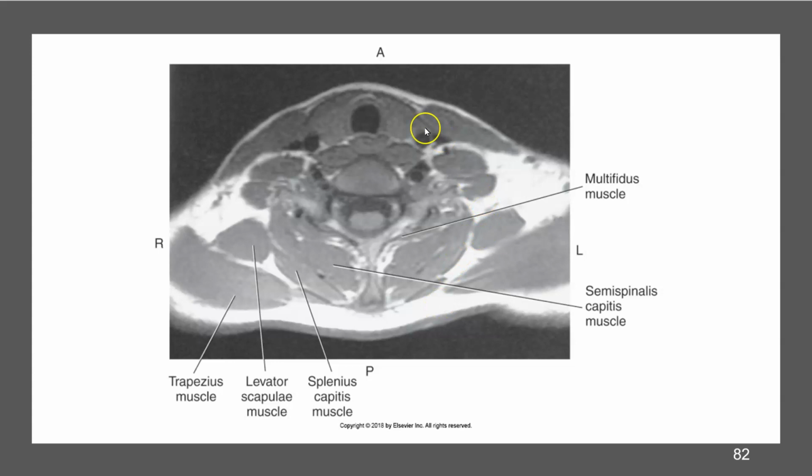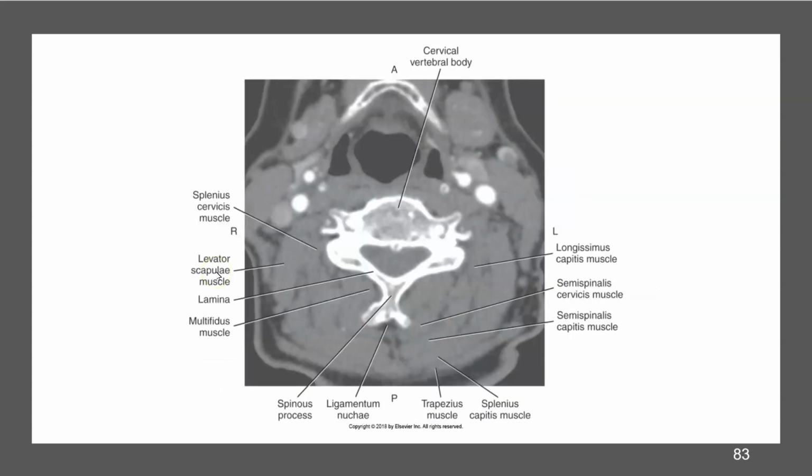Okay, so here is our multifidus muscle. We've got our splenius capitis, semispinalis capitis, our splenius capitis, our levator, and our trapezius. Looking here is our cervical body. This is a CT with contrast, so you can see our jugular and carotid.